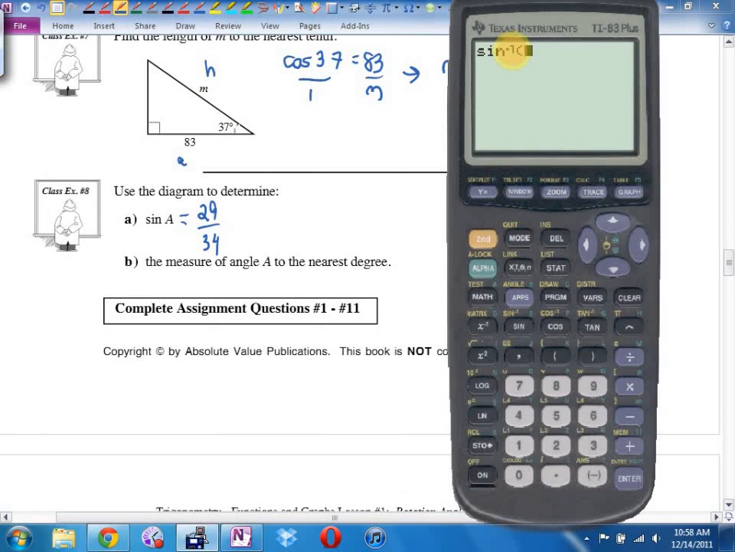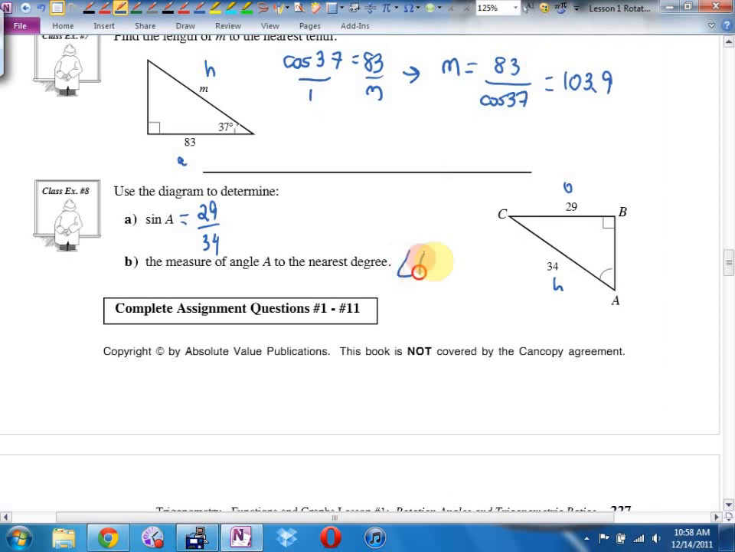Oh, it says to the nearest degree, angle A equals 56 degrees. 56? Kara was giving me a bit of a frowny face. How about 59 degrees? Yes?